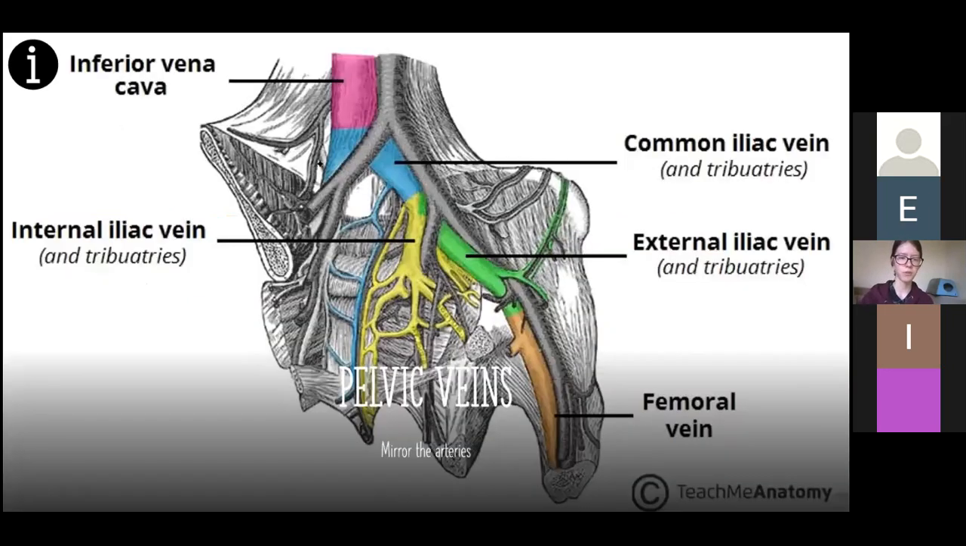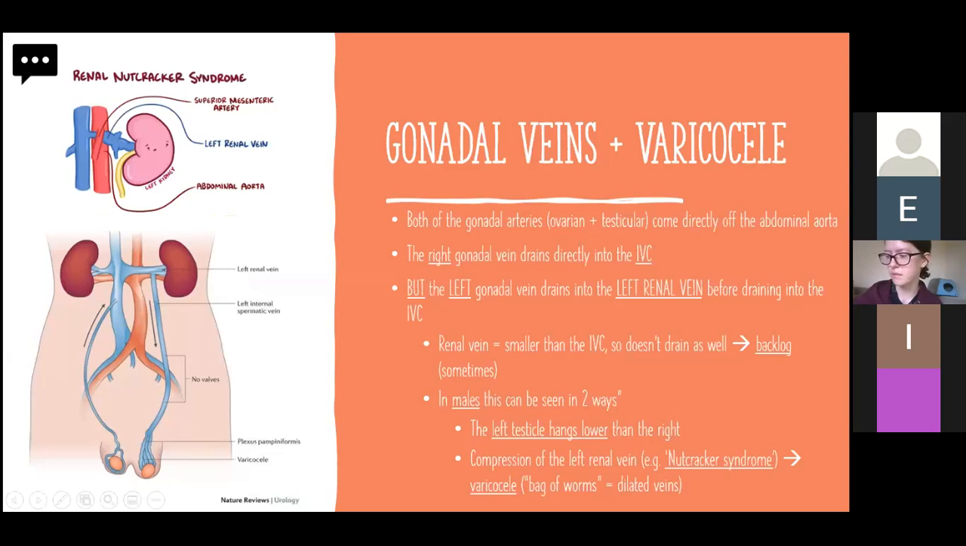And then this one, I'm sure is drummed to death in you guys as well. It was for us. Basically, your left gonadal vein drains into your left renal vein instead of the IVC, so the blood flow back isn't as great.